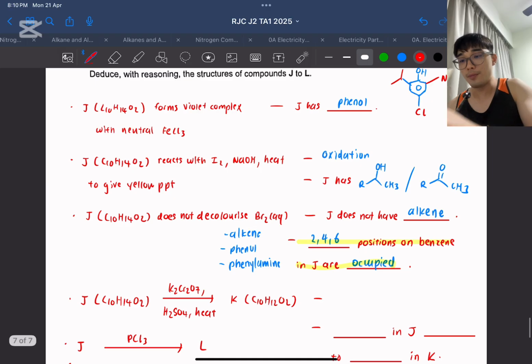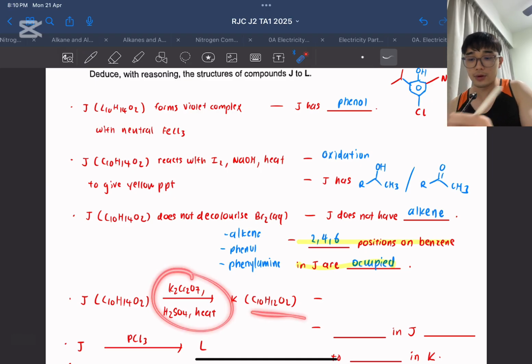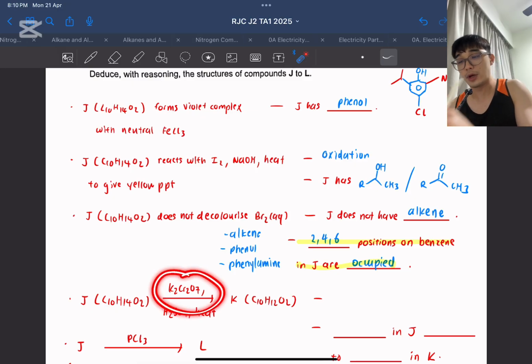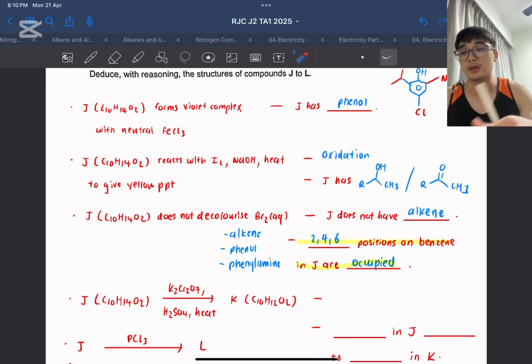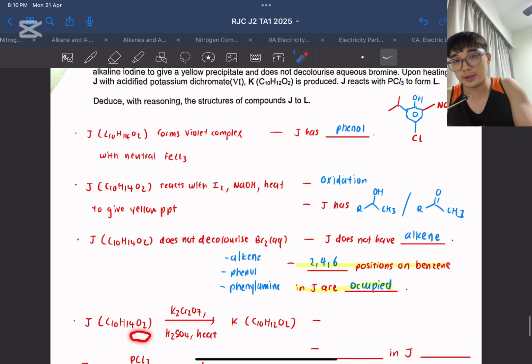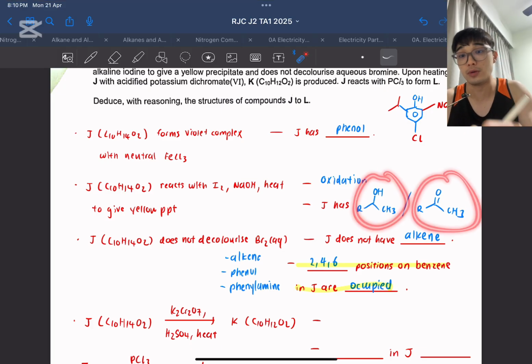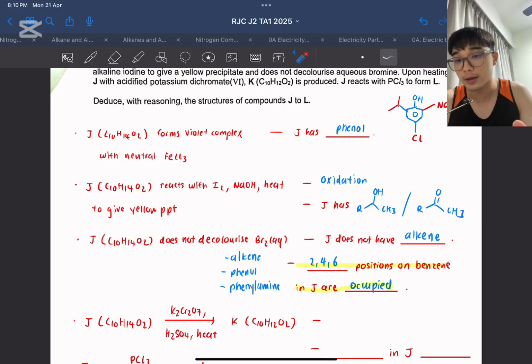Okay, dichromate, to give you K. So we know that there is a benzene ring already because there's phenol. Don't need to worry about side chain oxidation because we are using dichromate here. So clearly something is getting oxidized. Now what gets oxidized? There's only two oxygens. One oxygen is phenol. Phenol can't oxidize. The next oxygen containing compound is either alcohol or ketone. Methyl alcohol or methyl ketone, right?